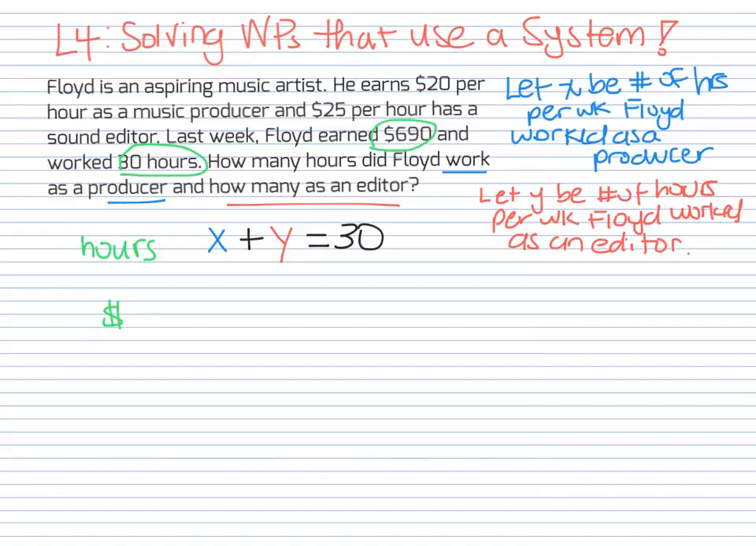Now let's go to how much he earns. I know that the money he earns as a producer is $20 per hour. So 20 times X. Then the money that he earns as an editor is $25 per hour, or 25 times Y, because we don't know the hours. And that's going to equal $690. Now I have my two equations with my two unknowns.